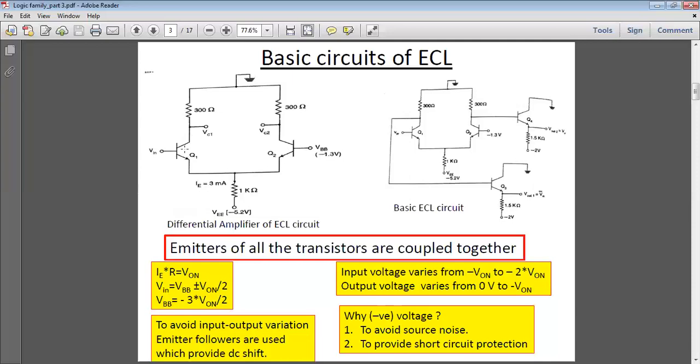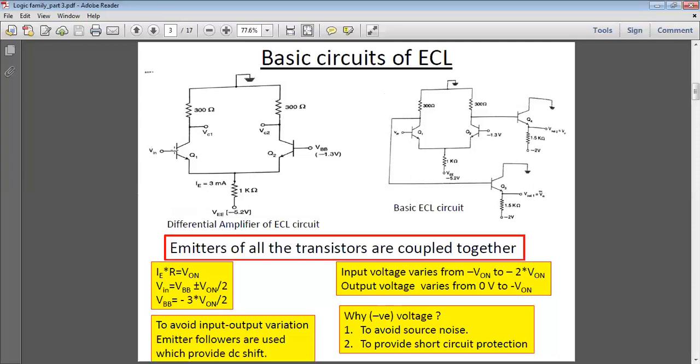As Q1 is off, the potential here will be equal to the ground potential. So here we get 0. 0 potential means logic high, and here what we find is a potential of minus V1, where V1 is the voltage required to turn on the transistor. So if the input is logic 0, we get high logic at DC1 and low logic at DC2.